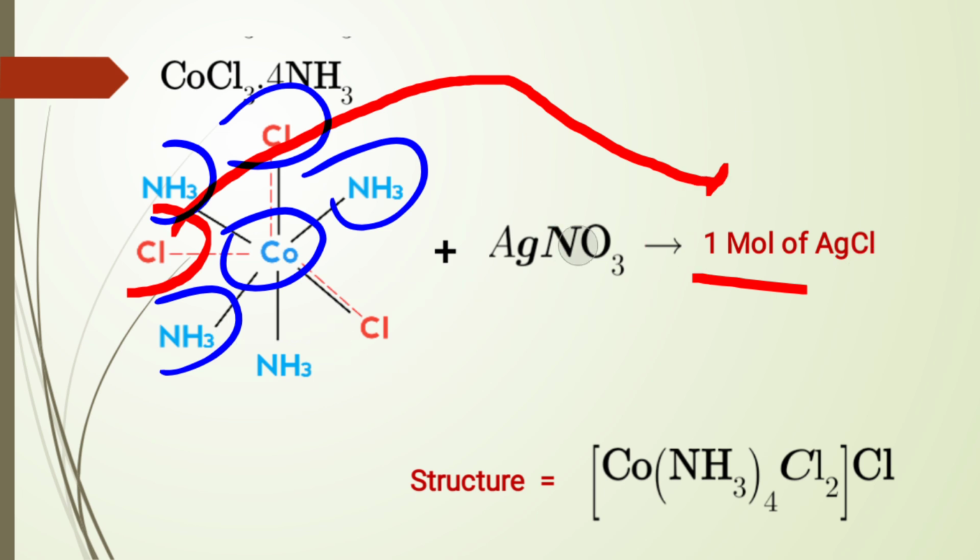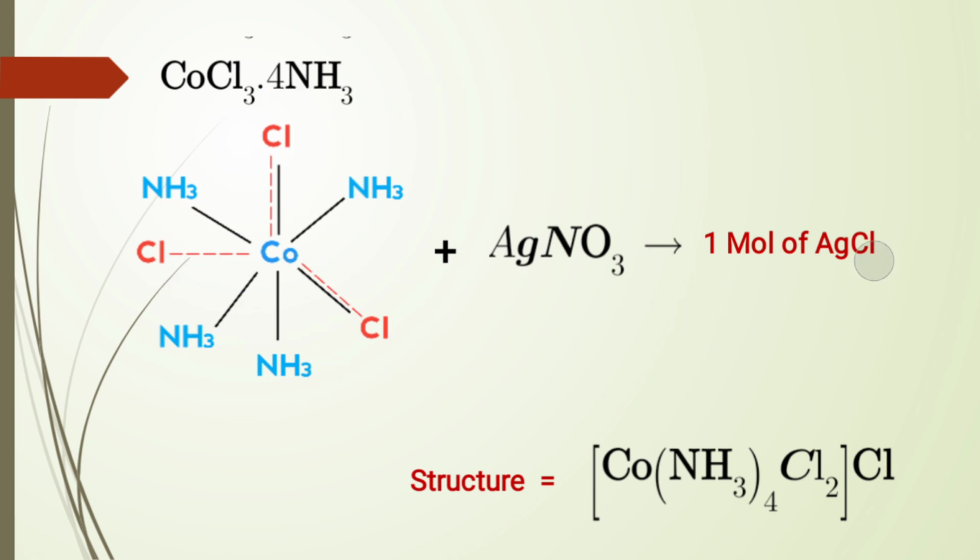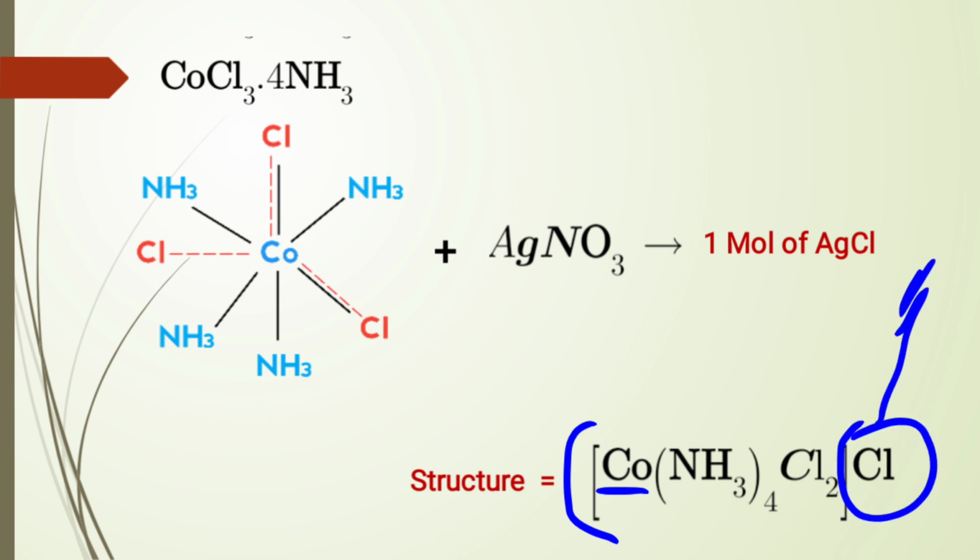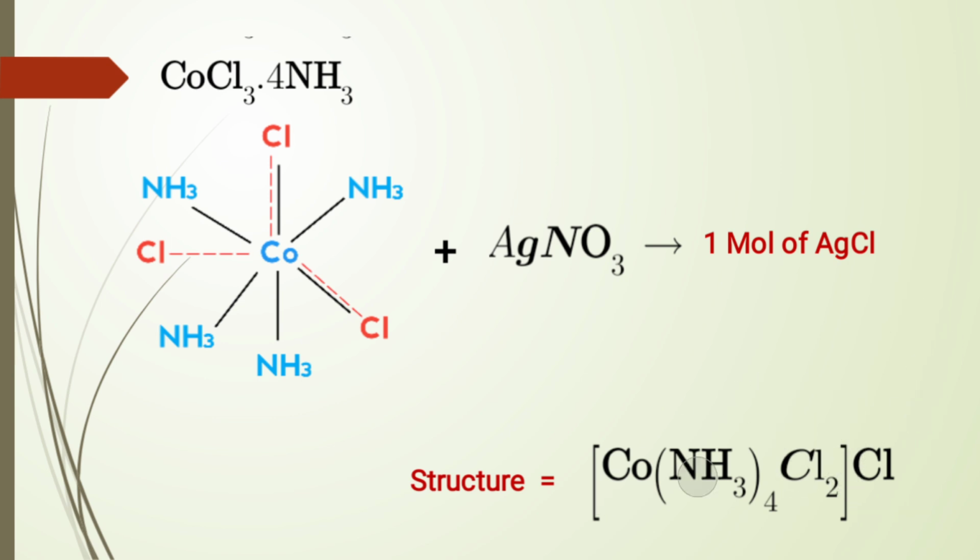Now we have 2 chlorines already inside the coordination sphere, right? So we are going to have the coordination sphere, cobalt, 4 ammonia, right, and then 2 chlorine, then 1 chlorine outside, which is the counter ion. Do you understand this? Any atom or molecule which is outside the coordination sphere is said to be a counter ion. Do you understand this? Whether it is a negative or positive counter ion.